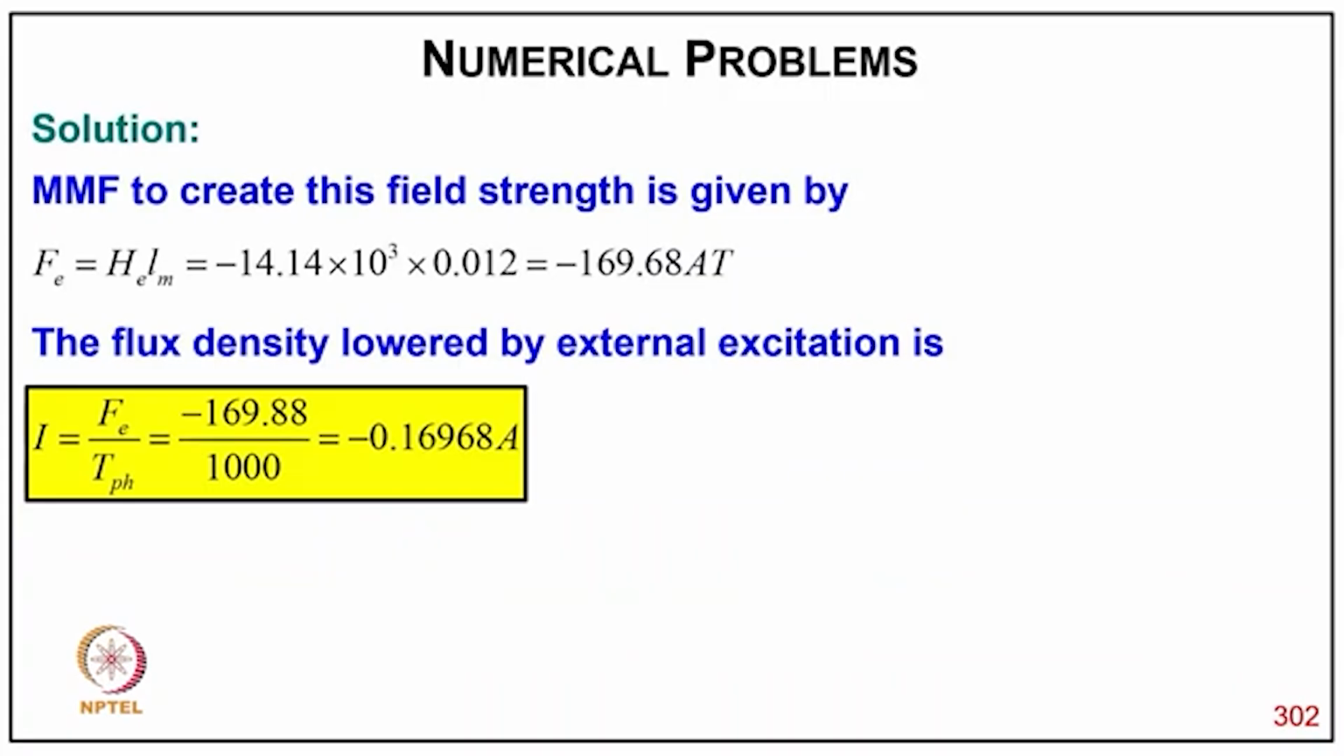Now MMF to create this flux, this field strength is given by F equal to H into Lm, and putting value it comes minus 169.68 ampere turns, and the current is I equal to F upon TPH, and putting value it comes minus 0.16968 ampere.